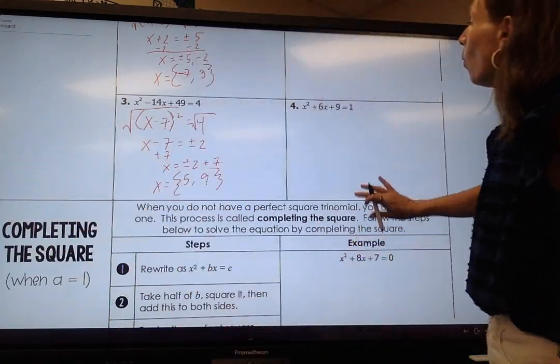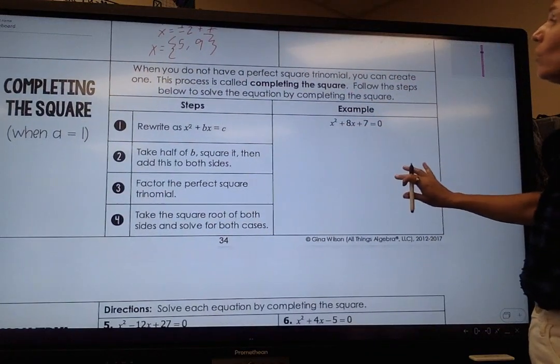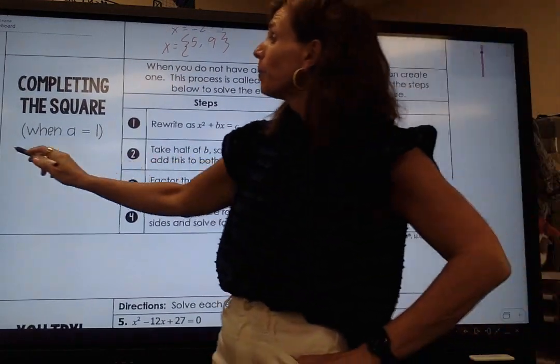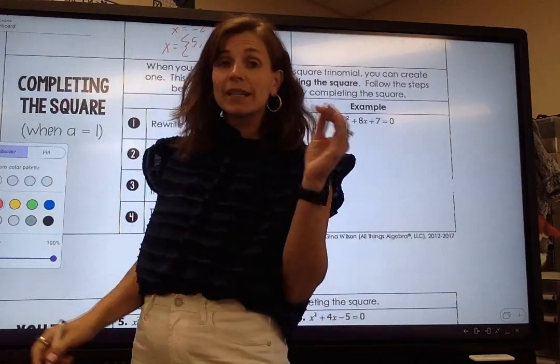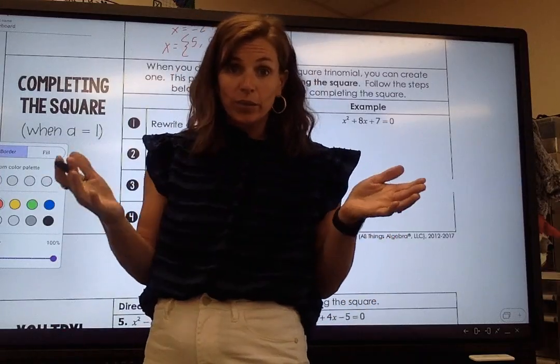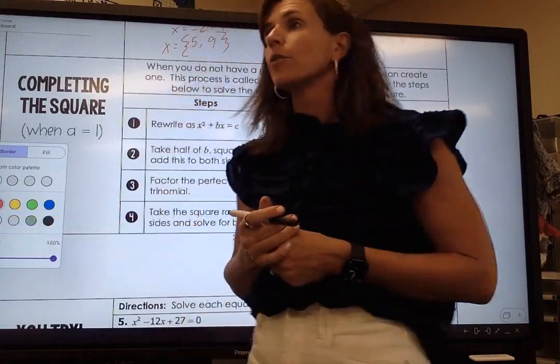Now, what happens when you don't have a perfect square? Up there, those were easy. I recognize the perfect square, and so I could do it, and then I take the square root and I solve it. No big deal.